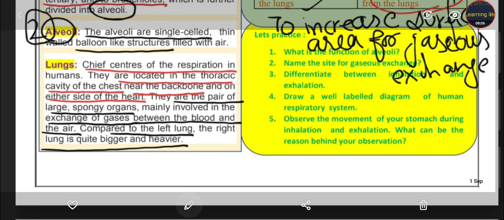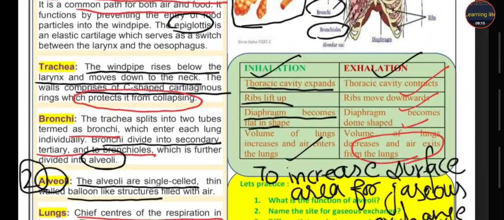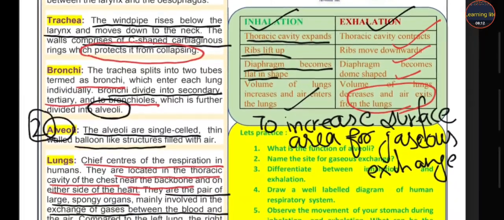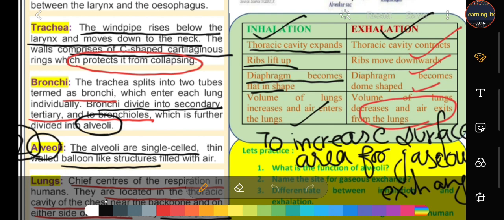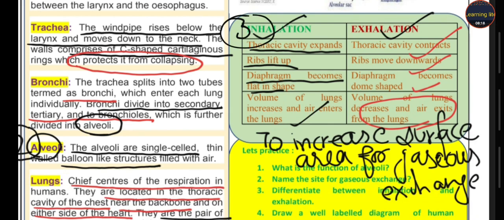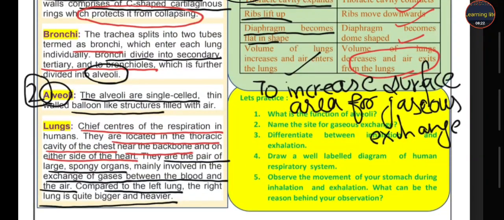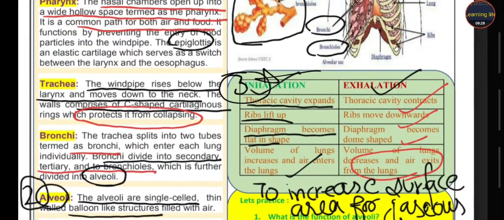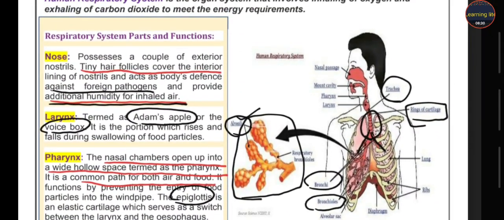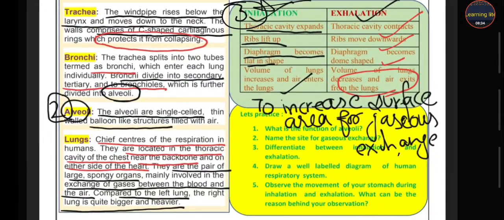Let's move to our next question, students. Differentiate between exhalation and inhalation. So what is the difference between exhalation and inhalation? A difference table is given to you. That is your third answer, students. Okay. Fourth question, draw a well-labeled diagram of the human respiratory system. So students, you can draw the diagram from your NCERT book or the diagram given in your worksheet. You have two options. Okay. This is your fourth question answer.